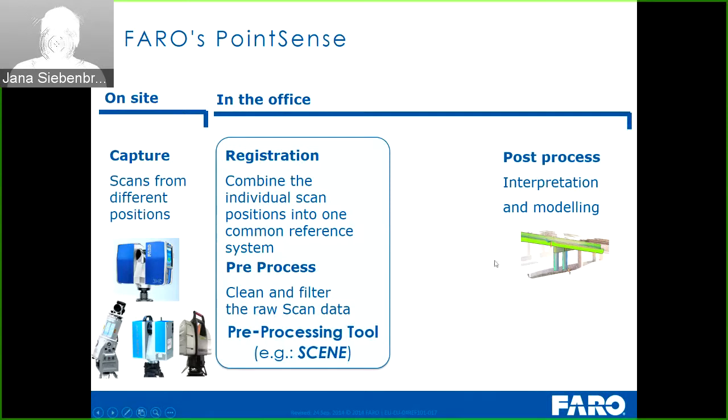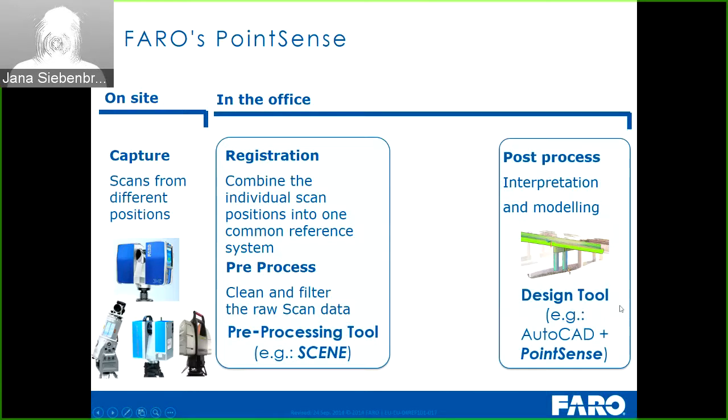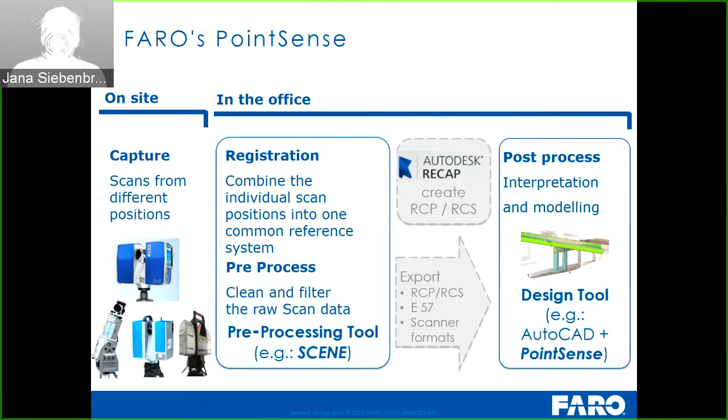The post-processing, meaning interpretation and modeling, is usually done in a design tool like Revit or AutoCAD, and our PointSense is a plugin for AutoCAD. To get the data into AutoCAD and PointSense, you may directly export RCP or RCS files from FARO Scene, or you can export E57 from any other scanner software. Or you can use Autodesk Recap in order to create RCP or RCS point cloud files from your scan data.